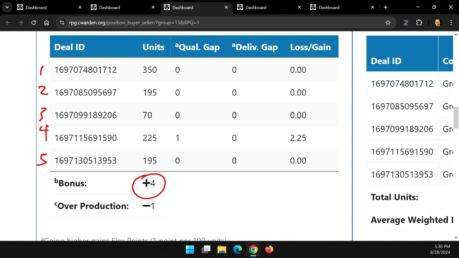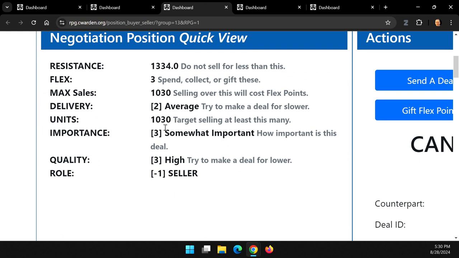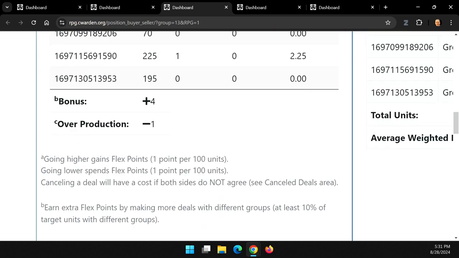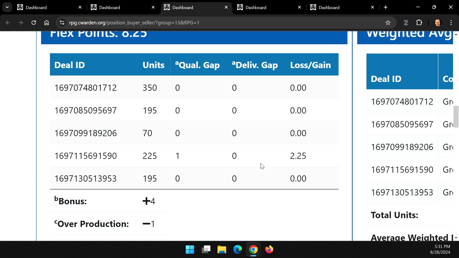Well, because of this deal right here, which is less than the amount we needed to make the deal. In this case, it wasn't 100, was it? It was 103, right? So you have to be at least 103. They weren't even close. This was only 70. So this one will not count for extra.